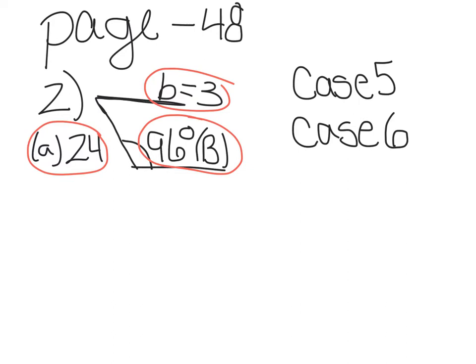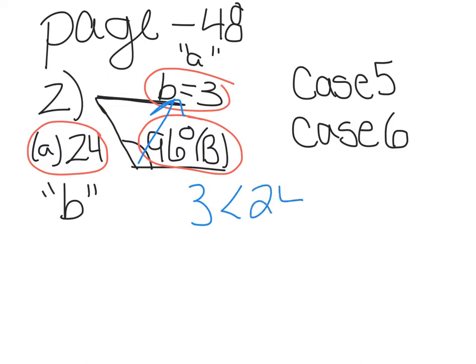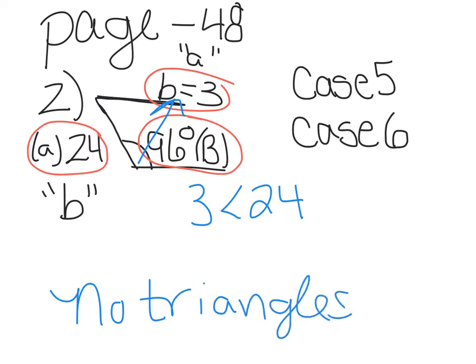It says on number 5, if angle A is obtuse and a is less than b. Well, in our case, this is the A in our notes, and this is the B in our notes. They're just arbitrary labels. Since the angle I have is obtuse and the side across from my angle, this side right here, 3, is less than 24, I'm going to have no triangles. That's because this side is never going to be long enough to reach down to the bottom and touch.